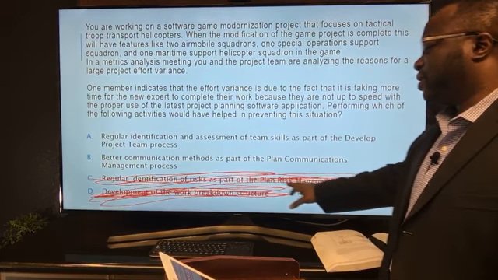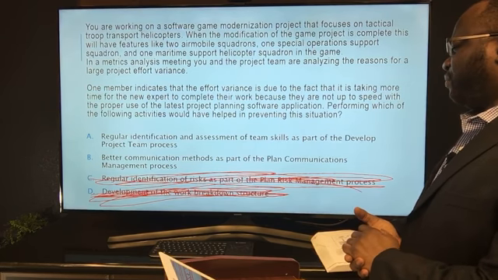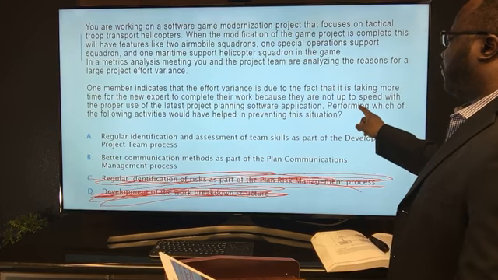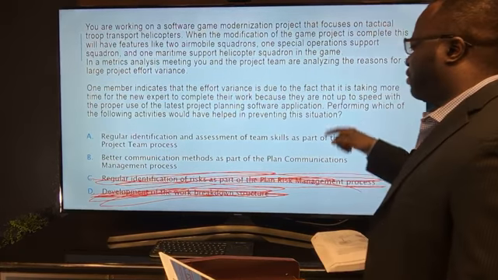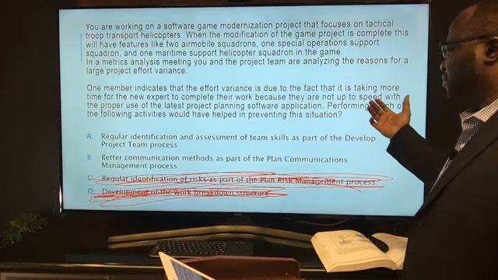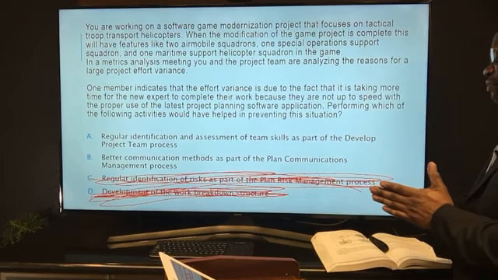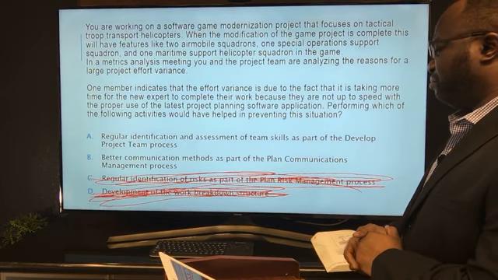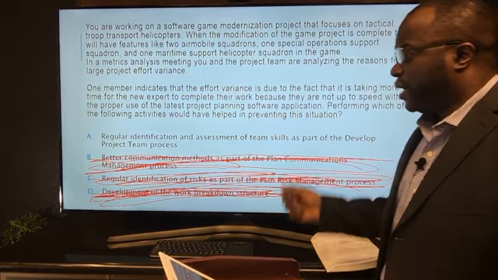So we can get rid of C because it's just wrong, leading you down a blind alley. Let's take a look at B. Better communication methods as part of the planned communications management process. Now this makes me go back to the question and read it again. Performing which of the following activities would have helped in preventing a new expert from not being up to speed? Would better communication methods as part of planned communications management have prevented this new expert from not being up to speed? No. I'm going to get rid of B. B is not right. If it was that the expert did not know how to effectively communicate with stakeholders, I would have said B.